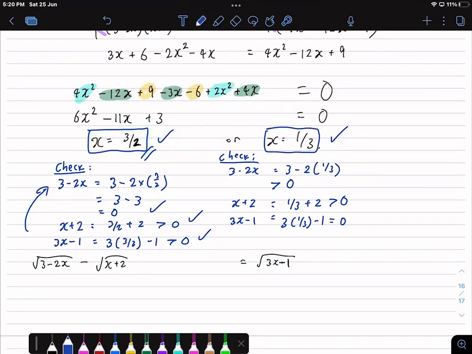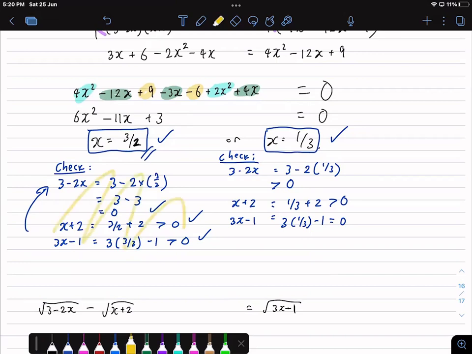Let's just check. Sorry, I shouldn't be checking individual terms. I should be checking the left hand side and right hand side. Maybe that should be the faster way. Sorry, let me try again. You sub into everything, but you check left hand side and right hand side. So the left hand side will be square root 3. We already figured out 3 minus 2x, so it's just a 0.